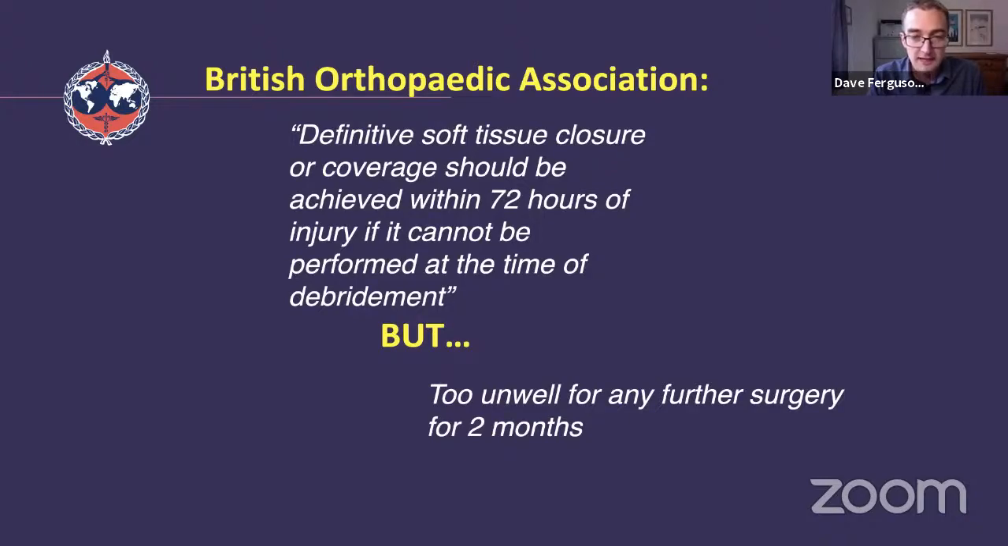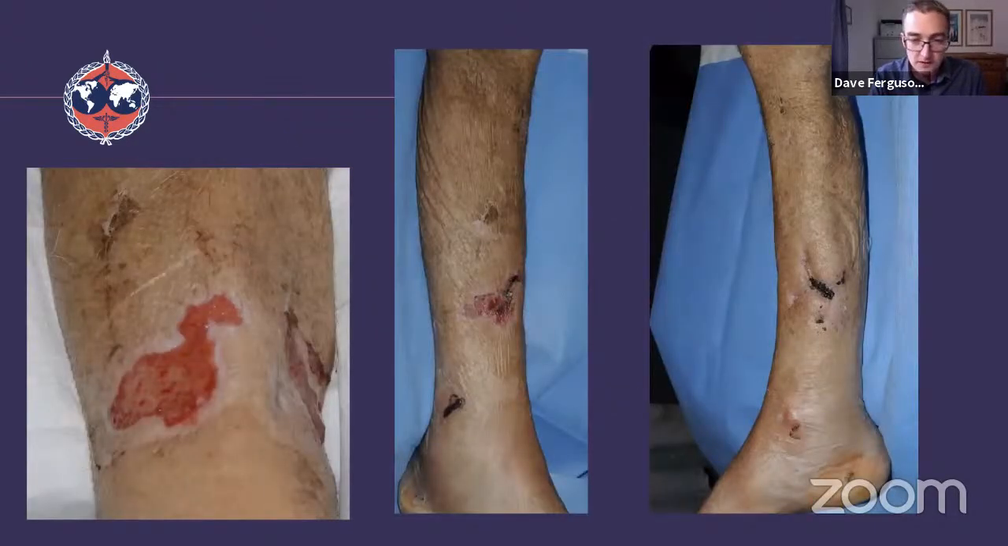with infections. He had an X-fix on that became infected. We had to take that off on the unit. And our British Orthopaedic Association guidelines advise us that we should be trying to treat these injuries for definitive soft tissue closure within 72 hours. But this was not possible because of his health requirements.